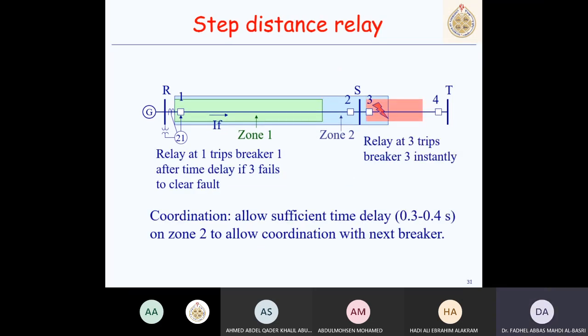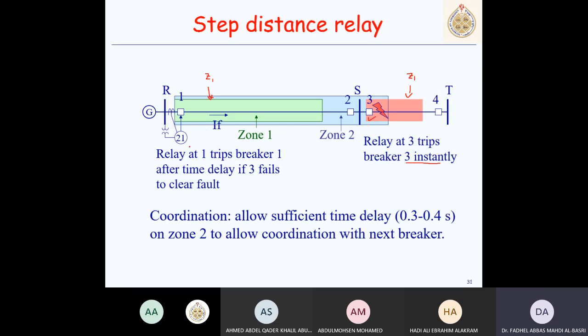So the fault here is still in zone 2, but it's at the beginning of the next line. So this relay will trip first in zone 1. This is zone 1 of the relay of breaker 3, and this is zone 1 of the relay at breaker 1. Because this falls in zone 1 of the distance relay at breaker 3, which is instantaneous, it will trip instantaneously to open this breaker.